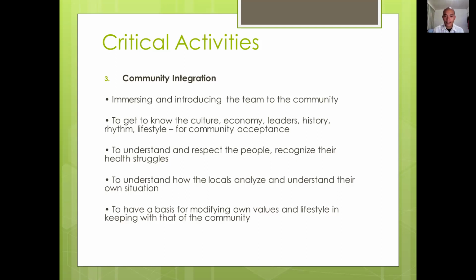For community acceptance, you know, they also enjoy telling the history of their community. Community integration will also help you know the struggles. Okay, so what are the hardships of the community? Usually for farm areas, for example, they have food because they have farms, but in terms of finances, that is where they struggle.